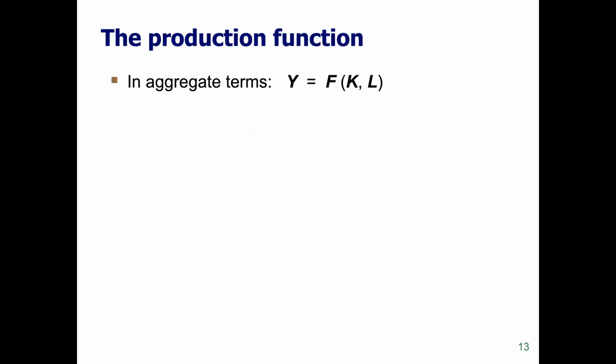Okay, so let's review the production function. In aggregate terms, GDP is a function of the amount of capital and labor, and of course, hiding behind the scenes is the level of technology, which we'll make explicit later, but not yet. Now, we want to do things on a per worker basis. It's similar in spirit to doing things on a per capita basis, but it's a little cleaner to do it on a per worker basis.